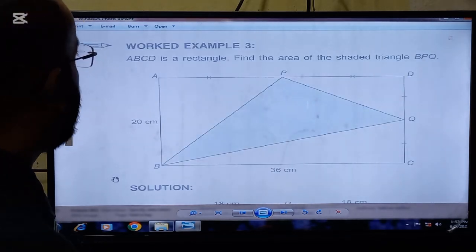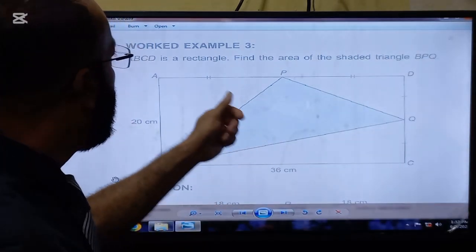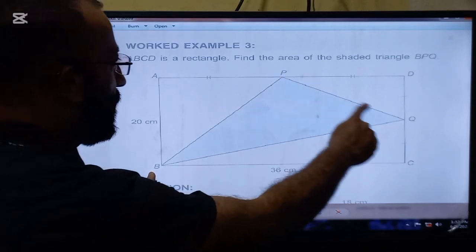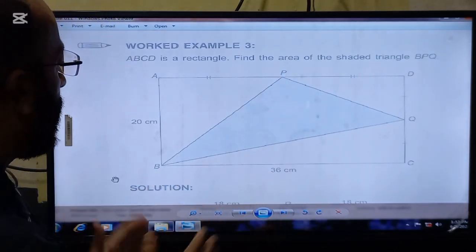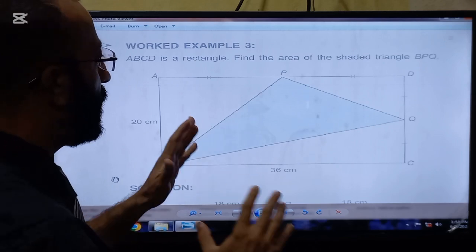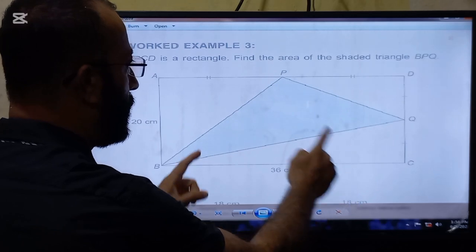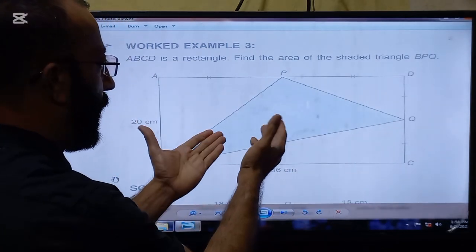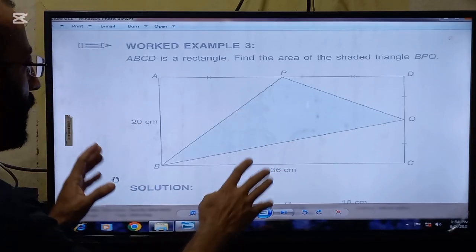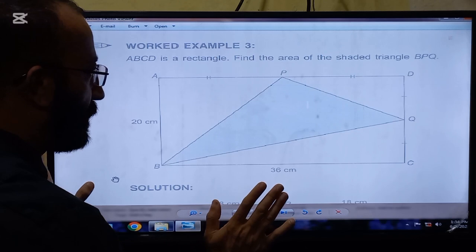Here is another question. ABCD is a rectangle. So this is ABCD. Find the area of the shaded triangle BPQ. So this BPQ is the shaded portion. Okay. The method to find the shaded portion will be, we will subtract these three unshaded triangles from the rectangle and the remaining portion will be the shaded one. So look, the area of the rectangle can be found out by multiplying 36 into 20. That will be the area of the rectangle.